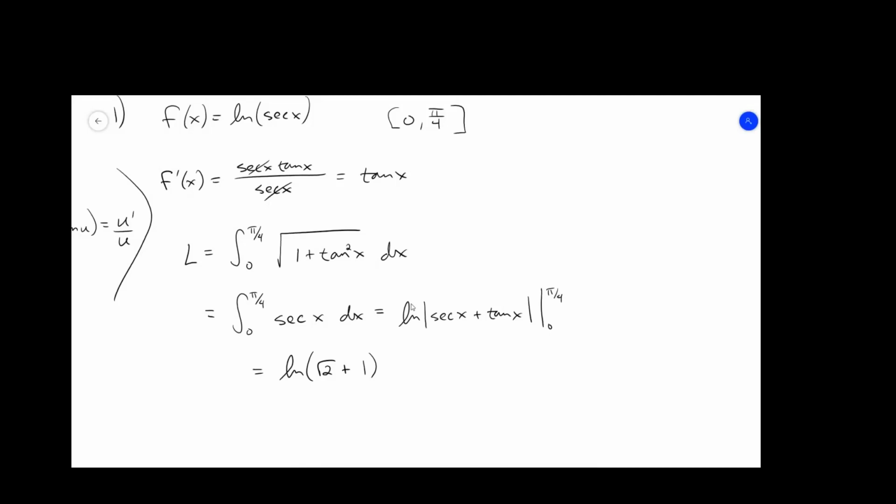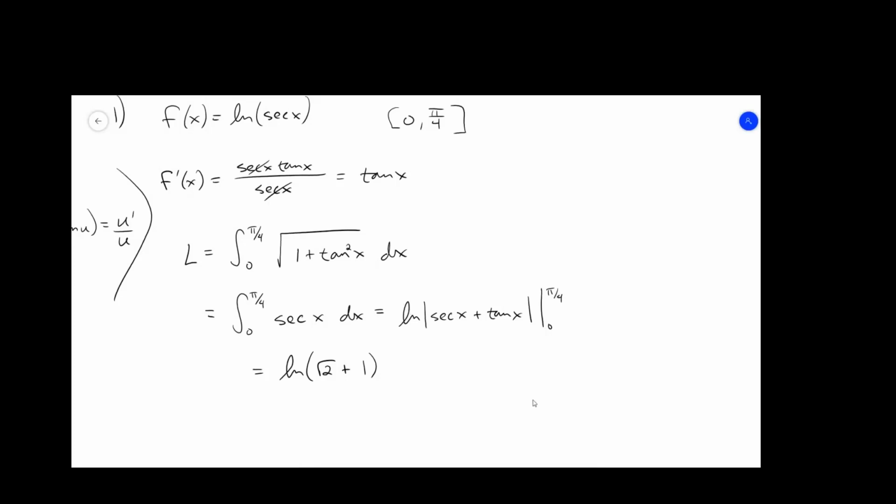So that's it. The arc length of this function on this interval, in other words, if we were to graph this function on the interval from 0 to pi over 4, and somehow chop off the ends and lay the function out flat and measure it, you would find that its length is ln of root 2 plus 1, or whatever the decimal approximation of that is. Okay, is that clear what we're doing?